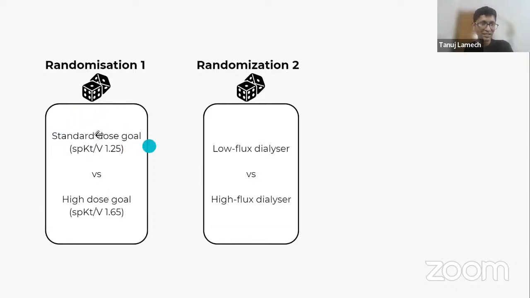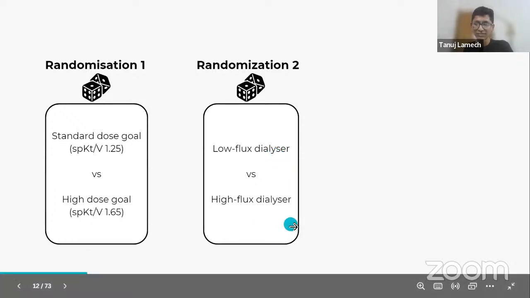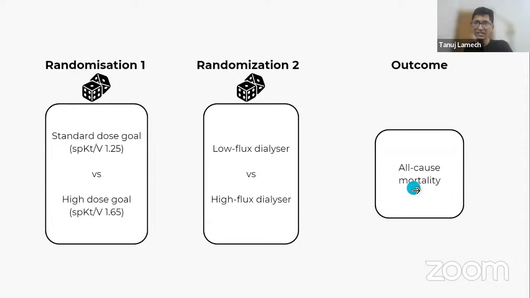All right, so they targeted 1.2 versus 1.6. Does it make a difference going above what is considered adequate? The second randomization was, do you get a low flux versus a high flux dialyzer? Do you have any benefit? And they were looking at all-cause mortality.